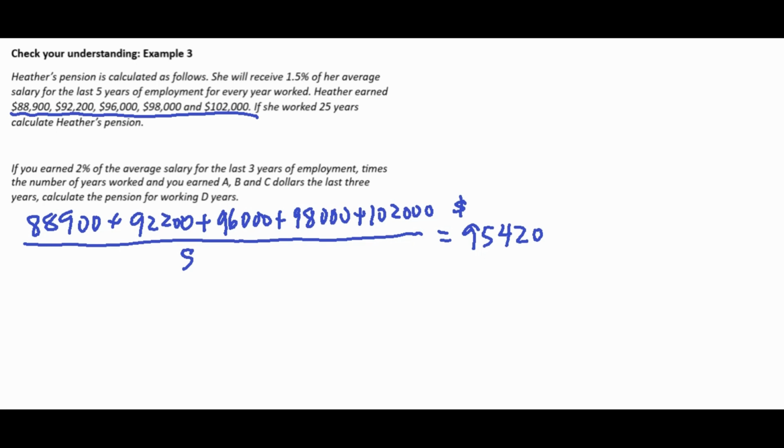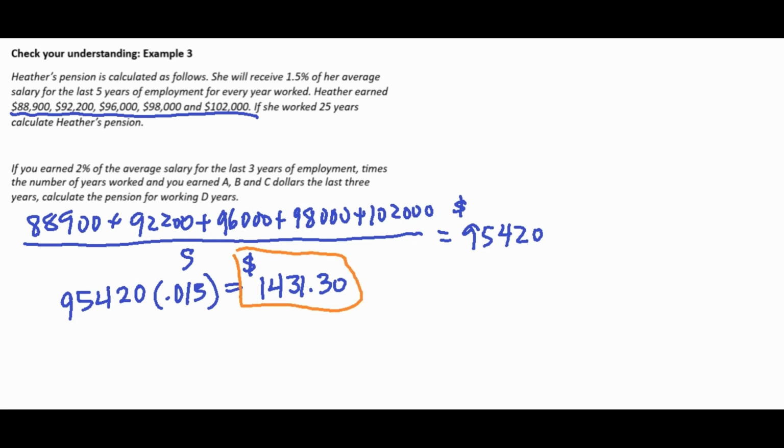Now, our question says that she's going to receive 1.5% of her average annual salary for the last 5 years. So I take that $95,420, and I'm going to multiply that by, if I turn 1.5% into a decimal, 0.015. So if I multiply that 95,420 by 0.015, I end up getting $1,431.30. That represents her portion of her percentage that she's earning for her pension.